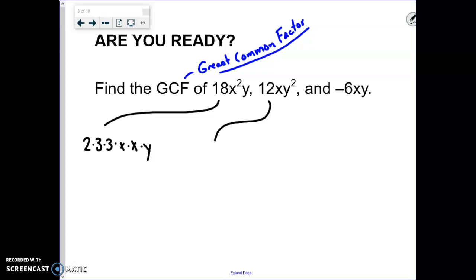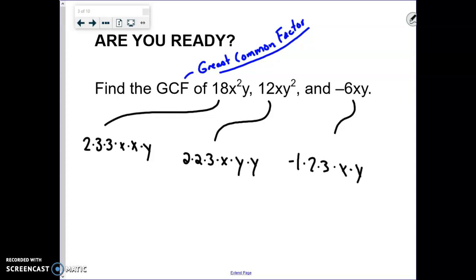4 is 2 times 2. So I'm going to take 2 times 2 times 3. That gives me 12 times x times y times y. Okay? And then lastly, I'm going to factor out negative 6xy. Well, negative 6 is just negative 1 times 6. And I should say 6 is 2 times 3, because let's try and factorize that. And then times x times y.